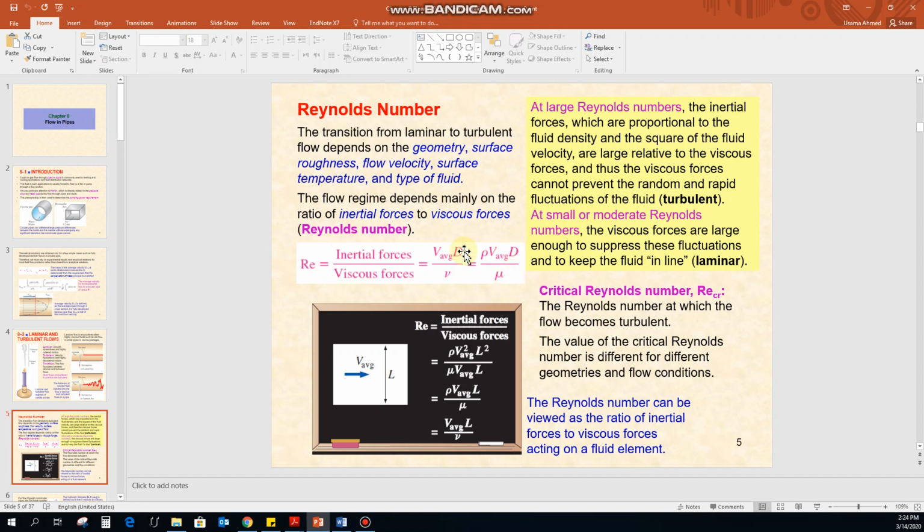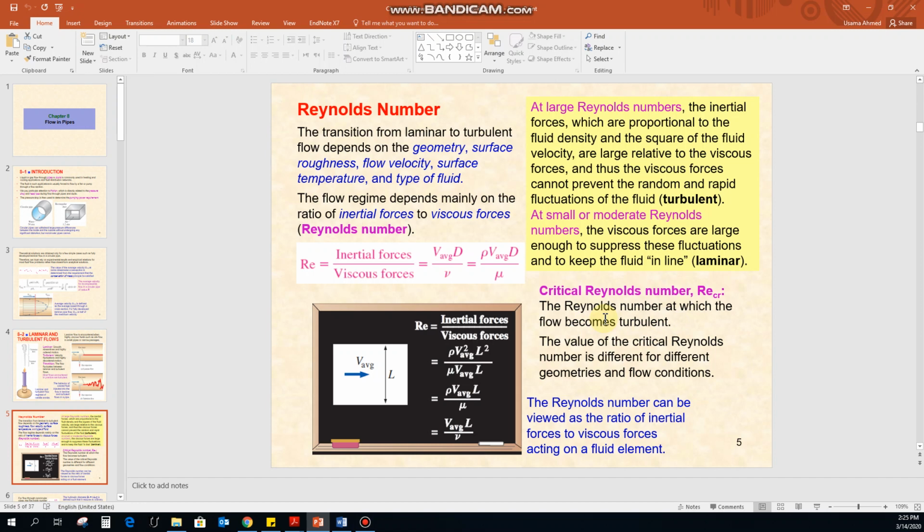So if you are dealing with high viscosity fluids, you can have a very low Reynolds number, which makes the fluid motion laminar. Now what is a critical Reynolds number? The Reynolds number at which flow becomes turbulent, we can call that the critical Reynolds number. So it is the point at which the flow turns from laminar to turbulent.